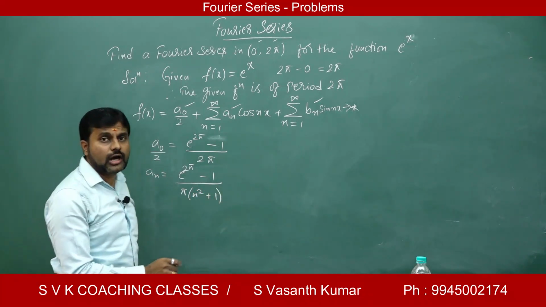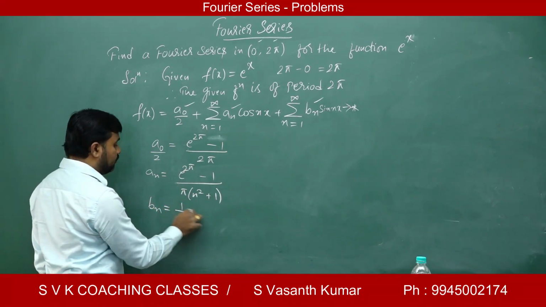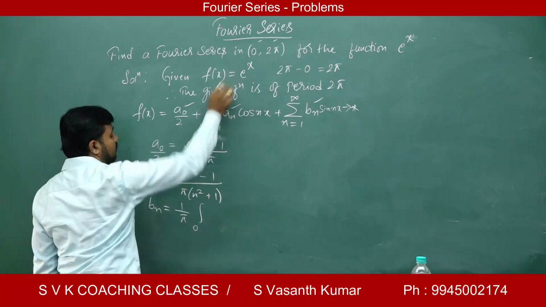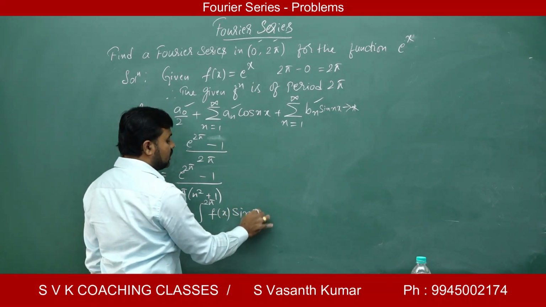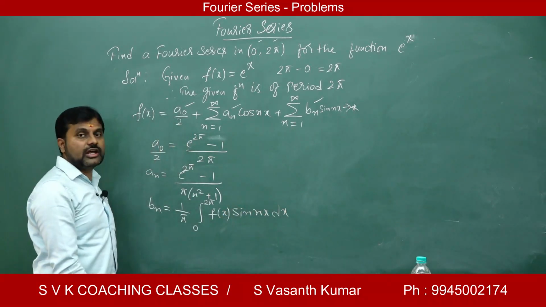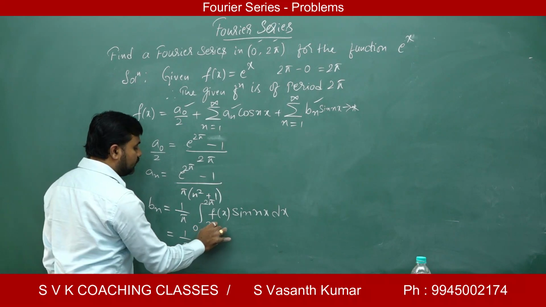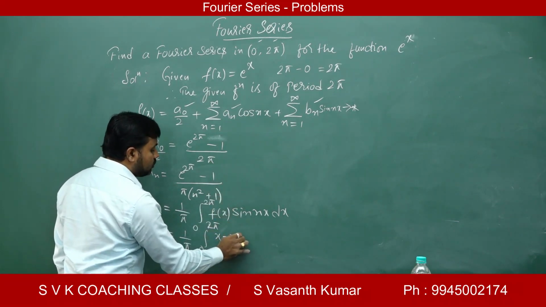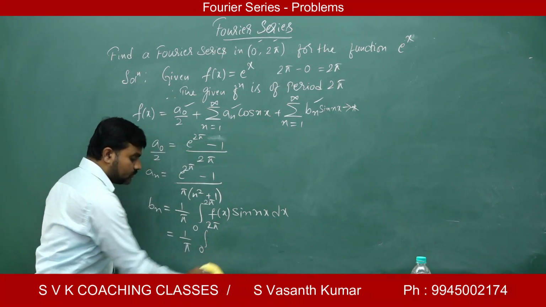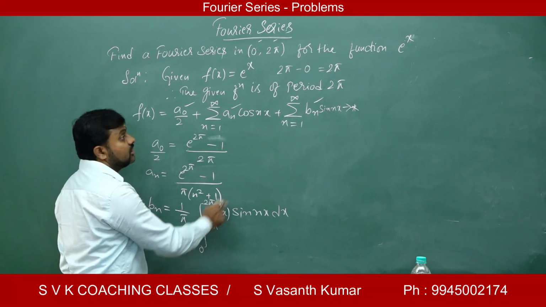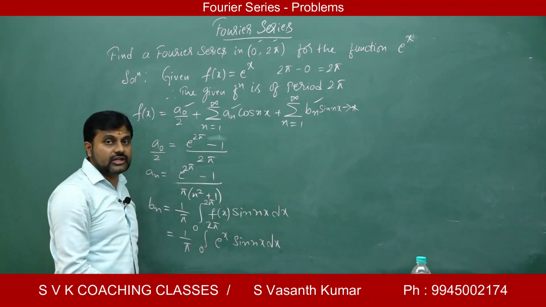Now let us find out the bn value. bn equal to 1 by pi integral, the interval is 0 to 2 pi, f of x sin n x dx. So which is equal to 1 by pi integral 0 to 2 pi. What is f of x here? It is e power x sin n x dx.